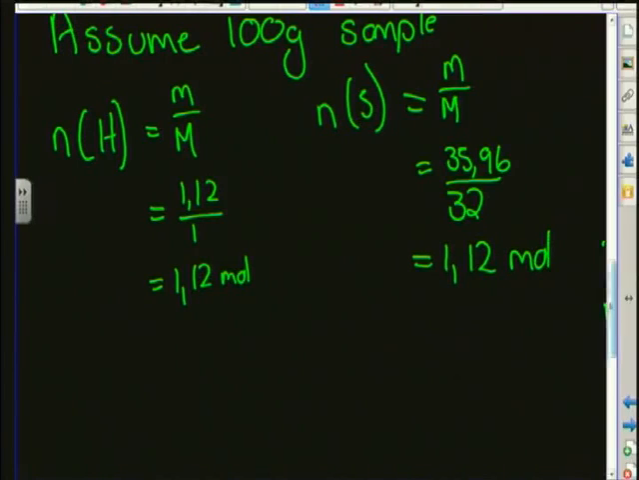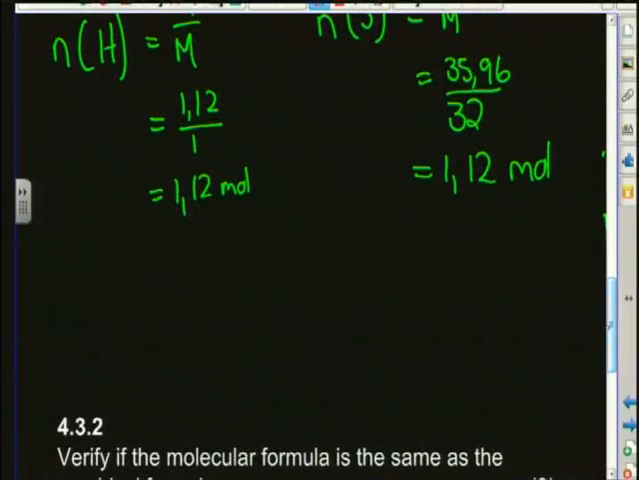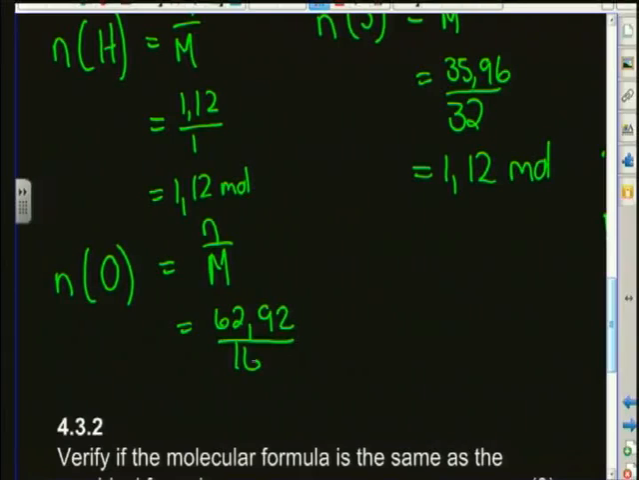Okay, so we've got 2. Let's do the oxygen, and I'm going to run out of space again. One day I'll learn. Okay, and this was 62.92 divided by 16, and we get 3.93 moles. That's fun. You like it? Okay, so what do we do with this?